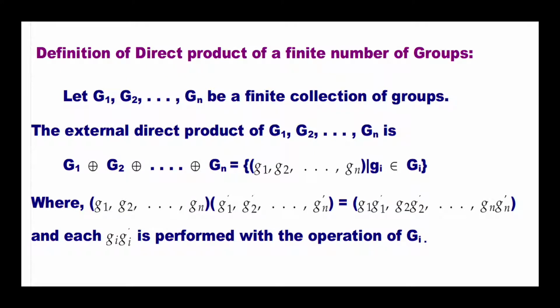Let G1, G2, so on up to Gn be a finite collection of groups. The external direct product is defined by the n-tuple. This is given by the ordered tuple (g1, g2, so on up to gn) such that gi belongs to Gi. The product is defined by (g1, g2, so on up to gn)(g1', g2', so on up to gn') is given by (g1 g1', g2 g2', so on up to gn gn'). Let's see some examples to understand this concept better.